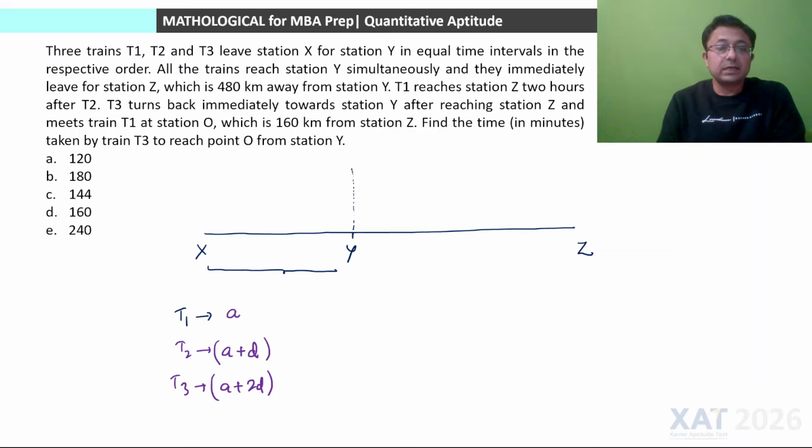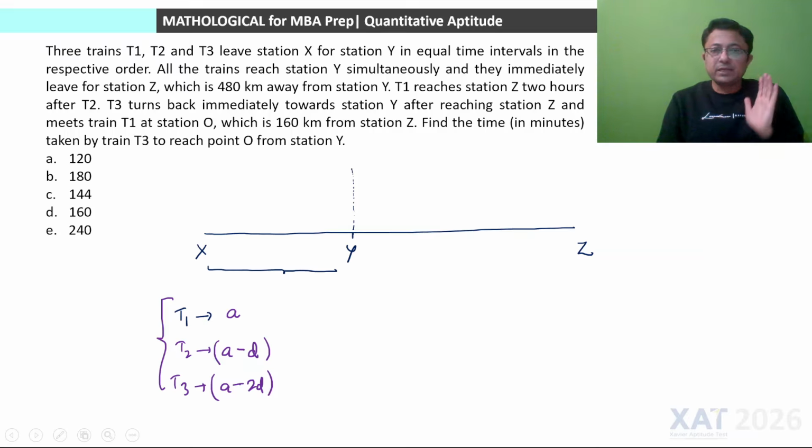हो उल्टा कर रहे हैं ना, क्योंकि ट्रेन T1 इज लिविंग फर्स्ट टाइम, तो T2 विल बी टेकिंग लेसर टाइम, तो माइनस d होगा, माइनस 2d होगा, तो a माइनस d, a माइनस 2d, so these will be times taken by T1, T2 and T3 in traveling from X to Y.